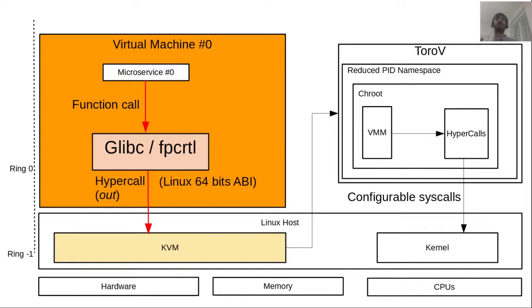In ToroV, the application runs in the context of a virtual machine, and when an application requires a service from the host, it calls the corresponding syscall and we trigger a hypercall. This hypercall is trapped by a component named virtual machine monitor, which processes the syscall.